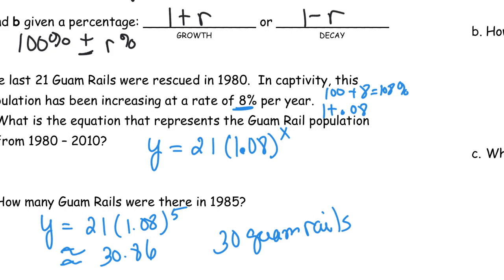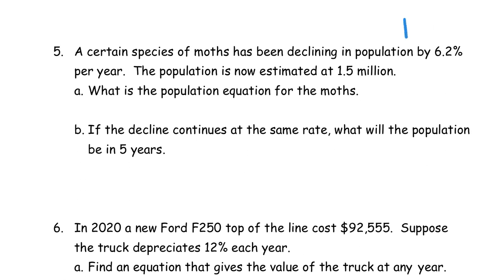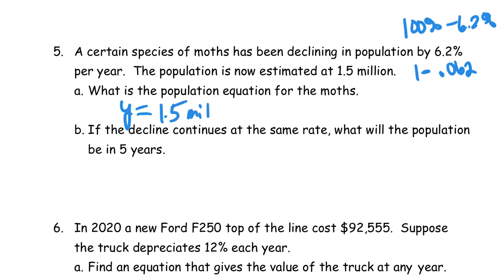So then we got a certain species of moss has been declining in population. Growth or decay? So that means this is going to be 100% minus 6.2%, or 1 minus, you have to be real careful on this one, 0.062. Okay, so what is the equation for this? We would do y equals, it was originally 1.5 million, and then we have 1 minus 0.062 to the x. And you could simplify that to 1.5 million.